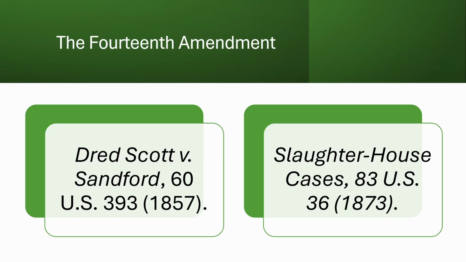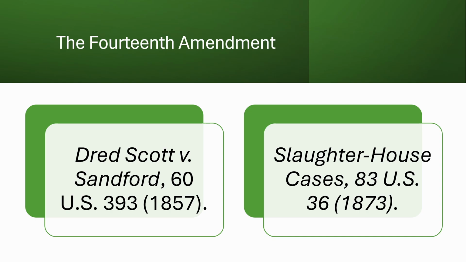The decision of Scott v. Sanford, considered by many legal scholars to be the worst ever rendered by the Supreme Court, was overturned by the 13th and 14th Amendments to the Constitution, which abolished slavery and declared all persons born in the United States to be citizens of the United States.